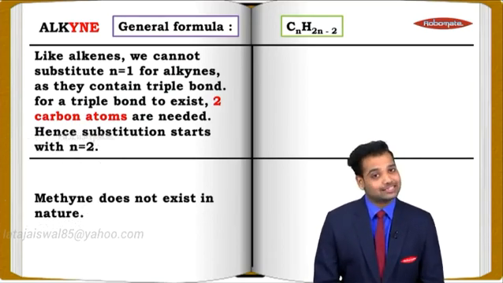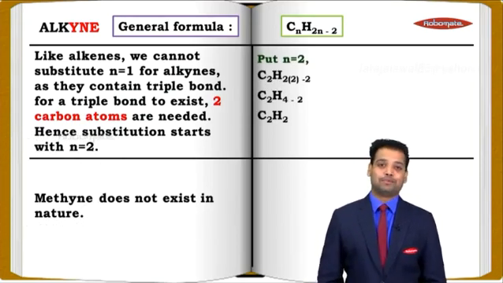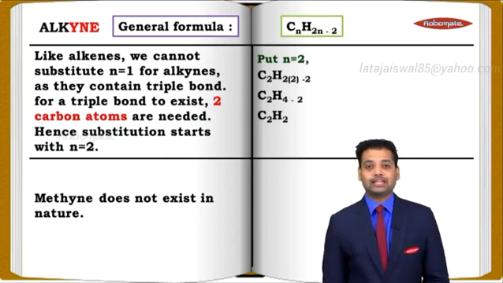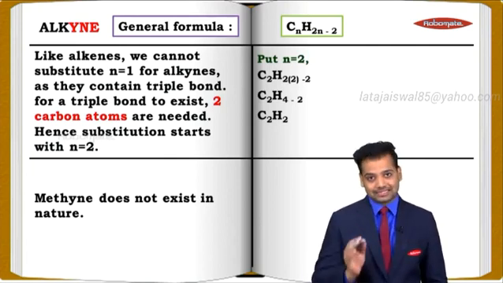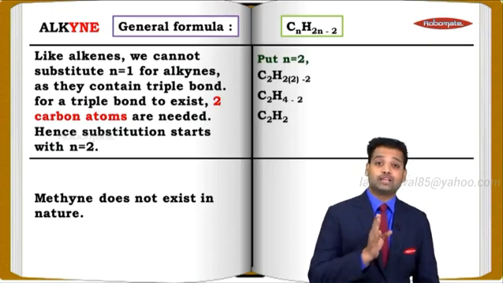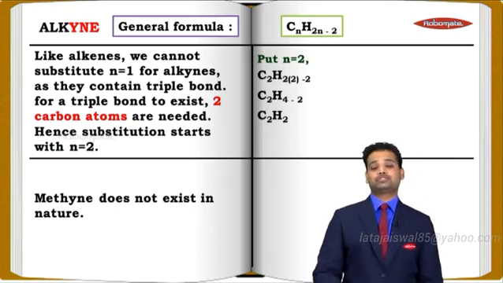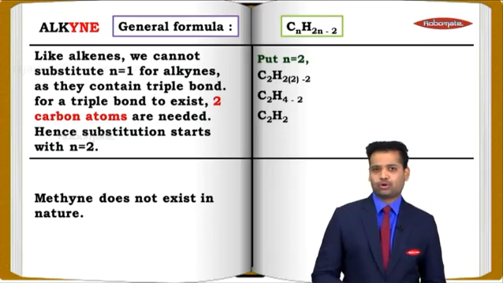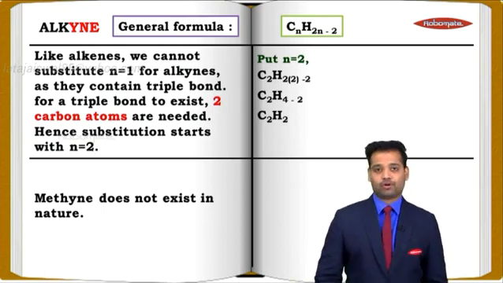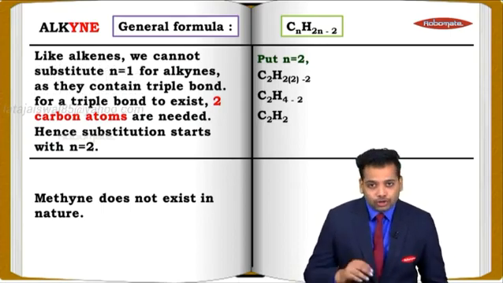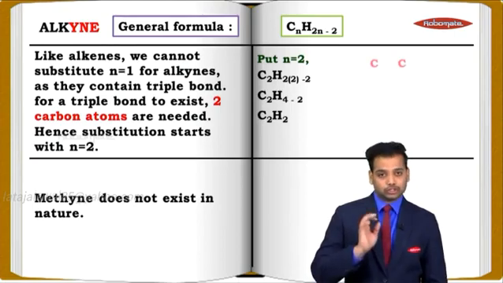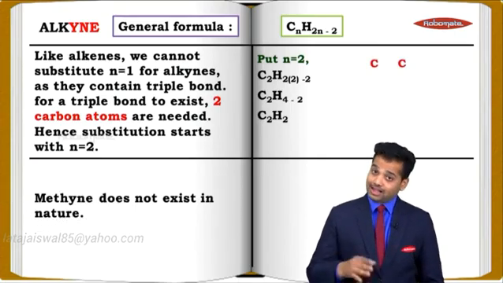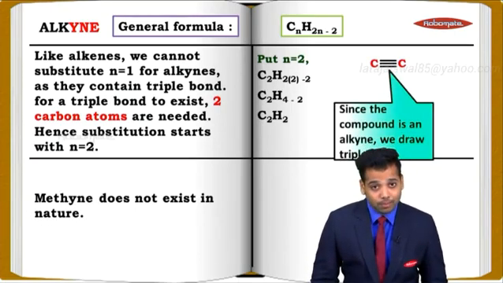So does ethyne exist? Obviously it does. We've seen it in the previous modules as well. So put n is equal to 2 and you get a formula C2H(2 into 2), that is 4 minus 2, that is 2. C2H2. Let's draw it. Don't even worry about the formula. You can just check it later. So carbon, there are 2. So 2 carbons. Alkyne, so definitely it has a triple bond.